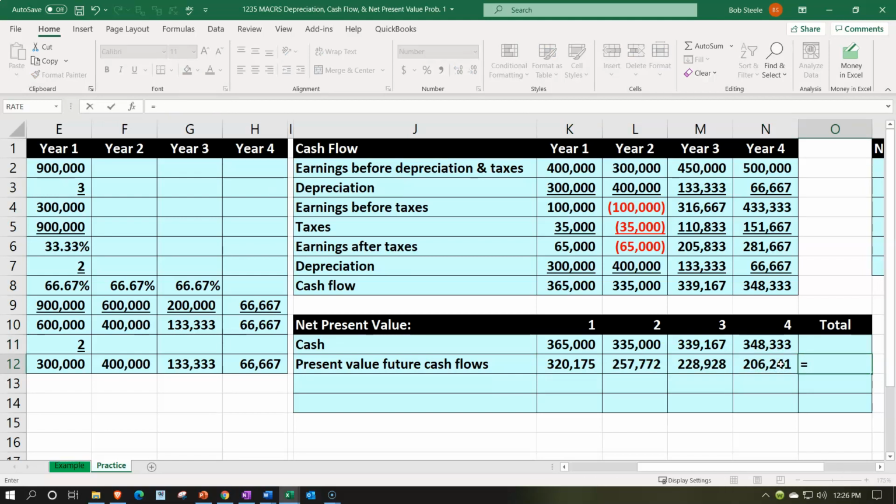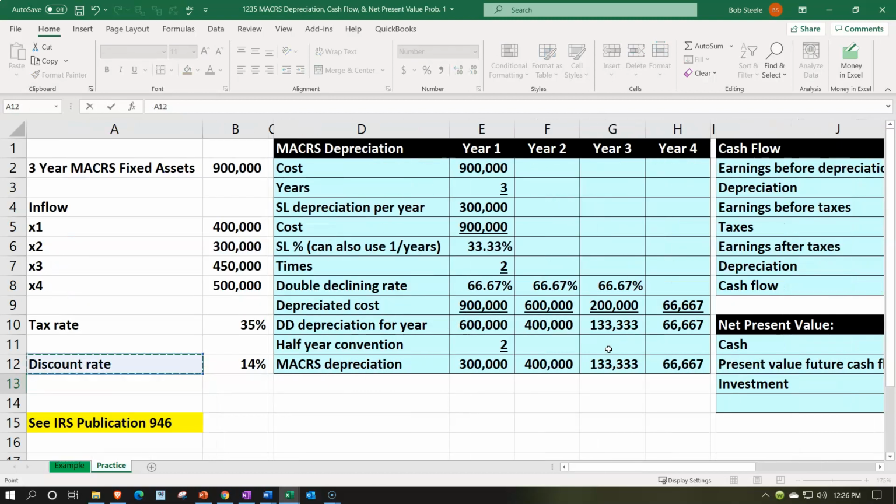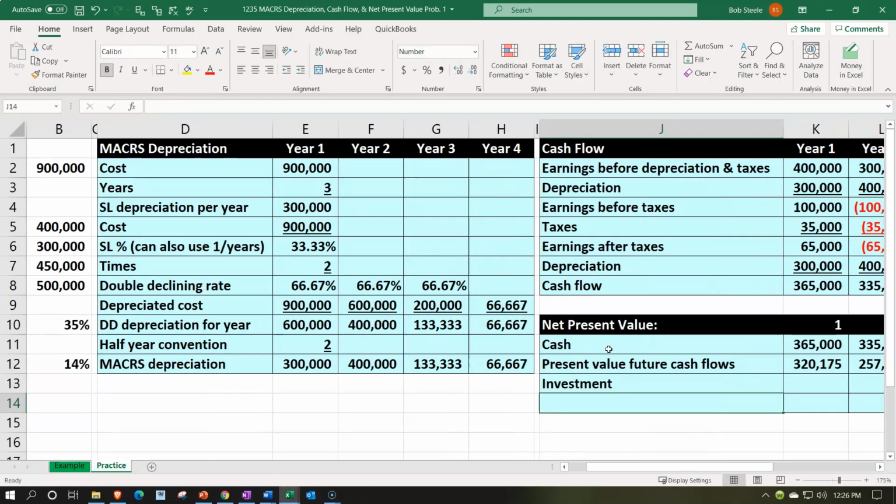And then we'll sum it up. Equals the sum of these ones to the left. And that gives us the 1,013,116. Now we have to pick up the investment, the initial investment, which I'll represent as a negative number. Let's just type it in here, investment. It's going to be the negative 900 over here. That's what we originally put in.